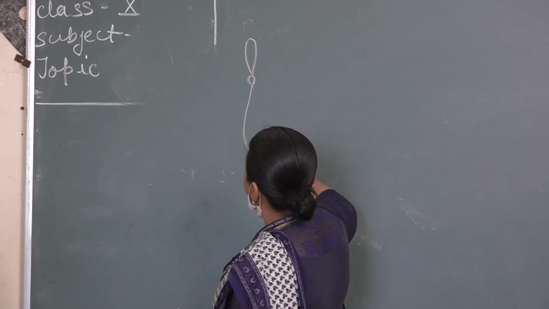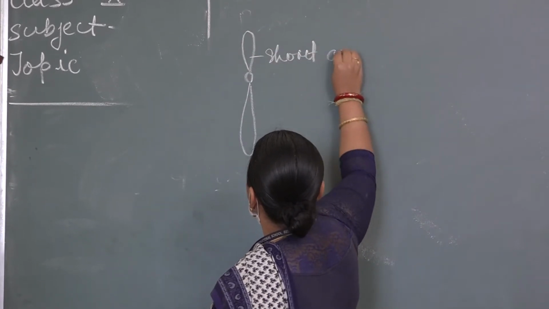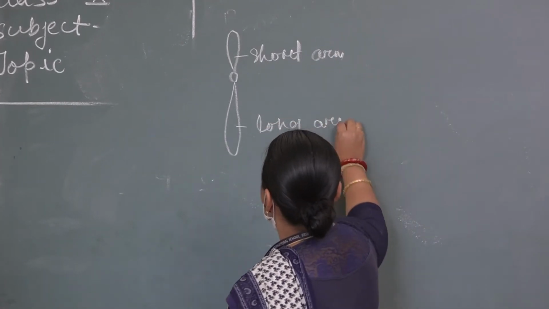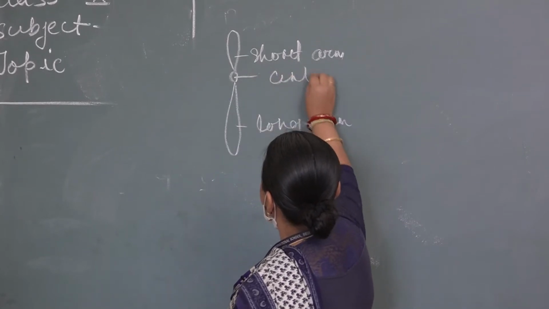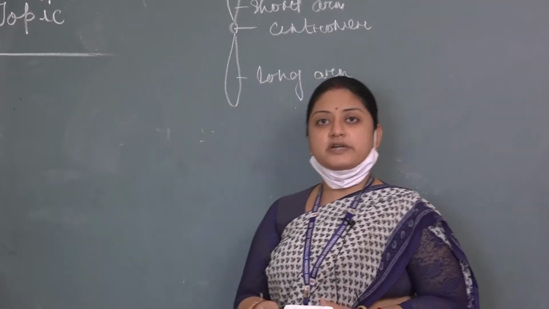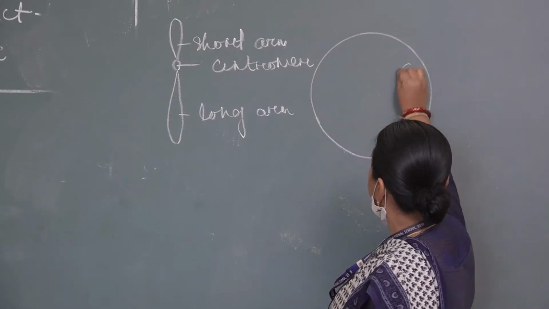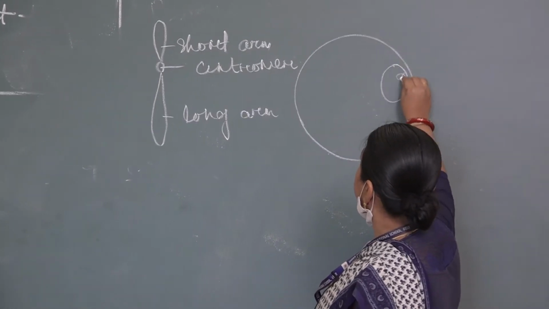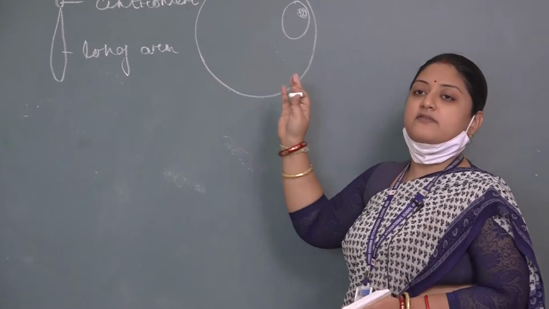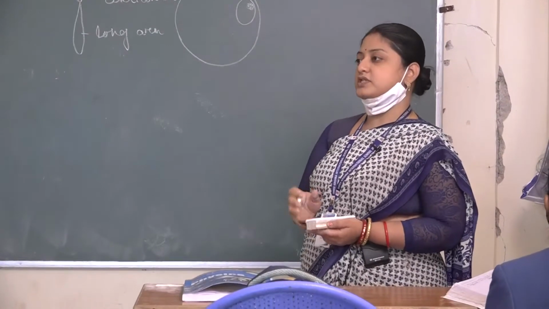This is the structure of your chromosome. This is the short arm, this is the short arm, this is the long arm, and this is the centromere. So where are chromosomes located? Chromosomes are located within the nucleus. This is the cell and this part is your nucleus. Within the nucleolus, there is information regarding every characteristic feature we possess.